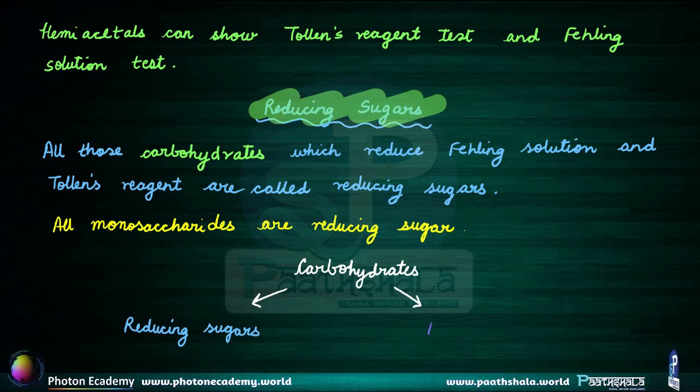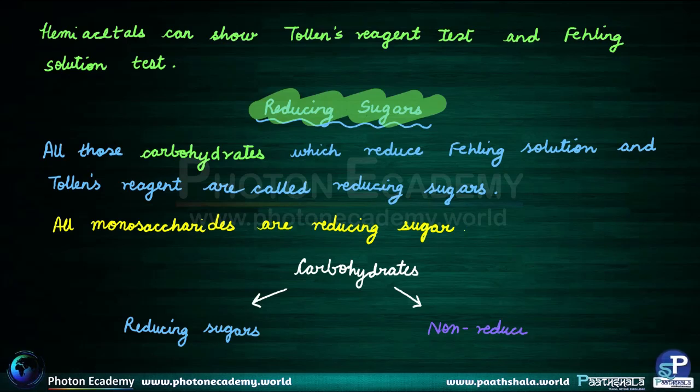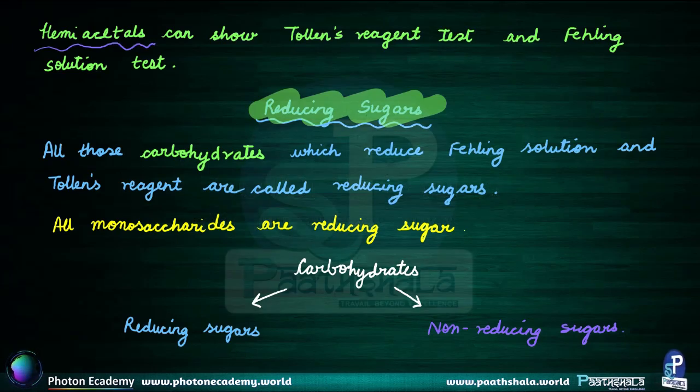So I've got non-reducing sugars. Okay, so this is a category of carbohydrates, reducing and non-reducing sugars. And what we did was we said that hemiacetals can show both of them, so hemiacetals will be reducing. Okay, so we just learned that hemiacetals consist of an OH group, an OR group, an alkyl group, and an H.